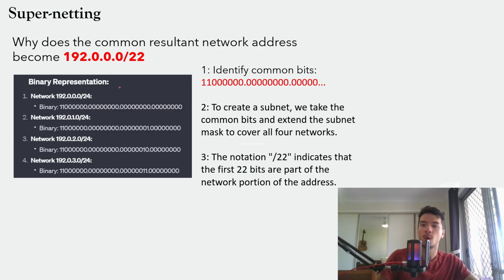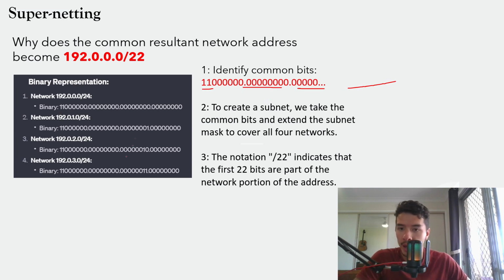Next slide. So why does the common resultant network address become what it is? You identify the common bits. As you can see, the common bits are 192, that's 0, and the next one is going to be 0. If you look here, they're all going to be that. To decipher what it's going to be, you can cut this up here, and you can see that where it's unchanged, that's what you're going to have. So this is going to be your network, and this bit here is what's visible. Does that make sense? So now that is going to represent that.